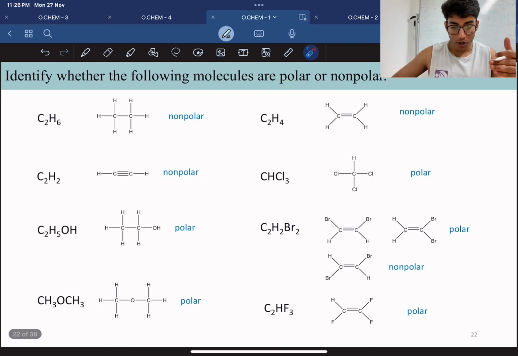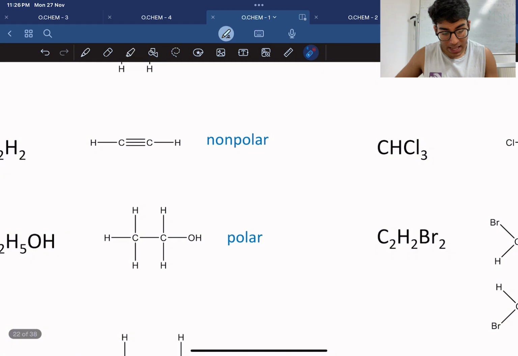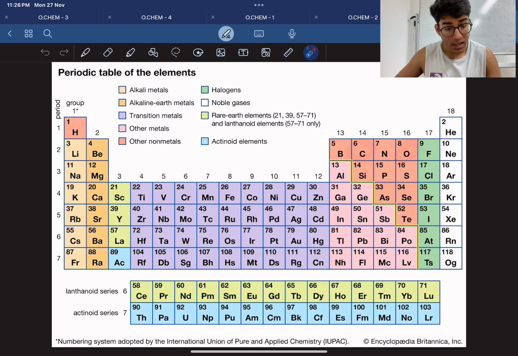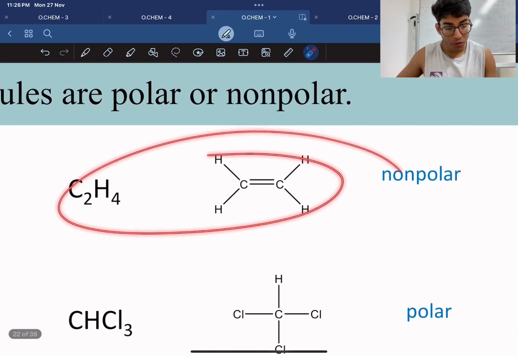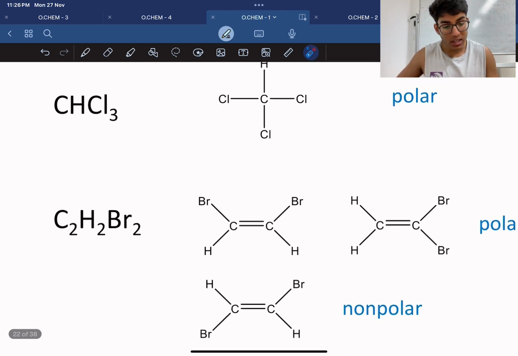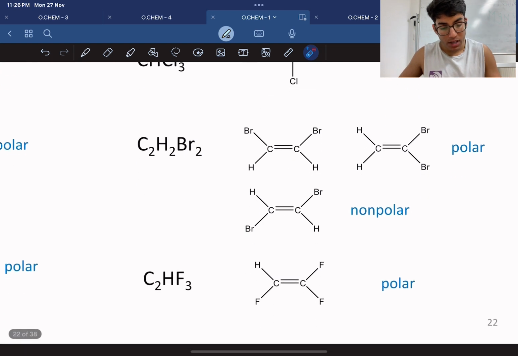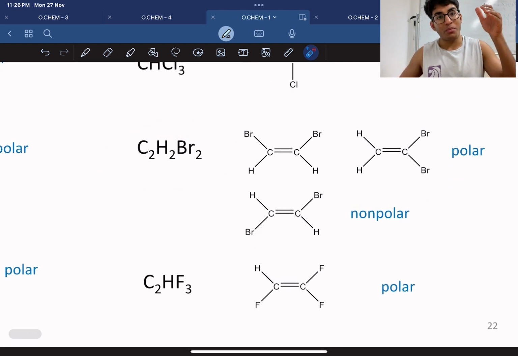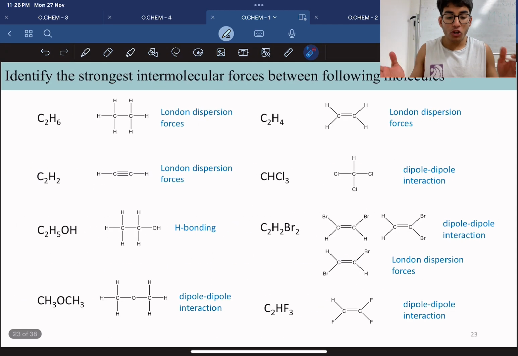But let's continue. Identify whether the following molecules are polar or non-polar. Let's run through this. C and H only, non-polar. C and H only, non-polar. C and H but also OH. O is clearly more electronegative than C, so polar. C2H4, C and H only, non-polar. CH3Cl, Cl is present. Cl is more electronegative than C, polar. CH2Br2, polar because of the presence of Br2. Sorry, I swear. Okay. CH2F3, polar, of course. Pretty simple, guys.